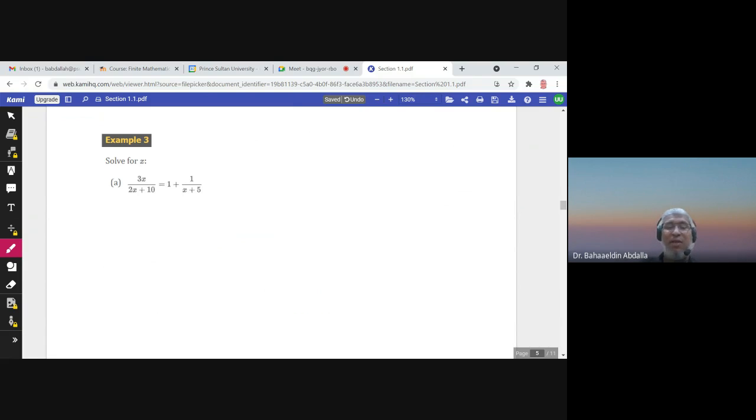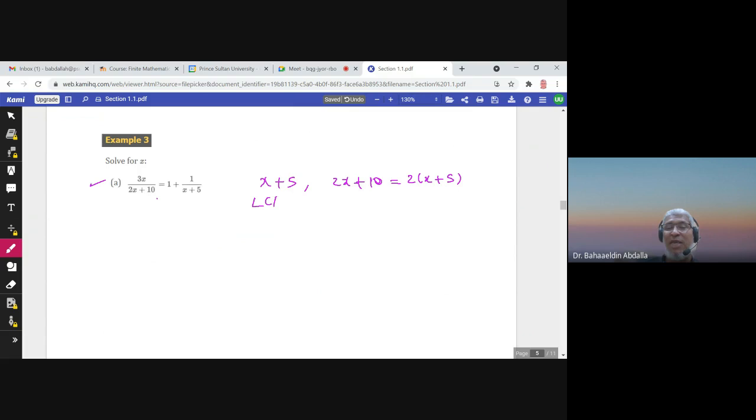So for example, let us solve this equation for x. And this is an important example because it needs concentration. I have x plus 5 as one of the denominators, and the other denominator is 2x plus 10. If you look carefully, if you take 2 as a common factor, or if you multiply x plus 5 by 2, you get 2x plus 10. So in fact, 2x plus 10 is 2 times x plus 5. So there is something in common between these two, which is x plus 5.